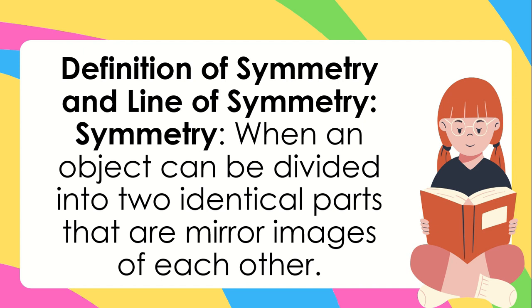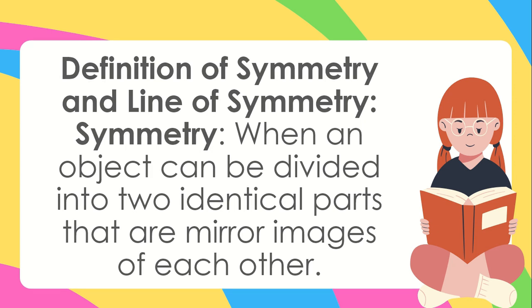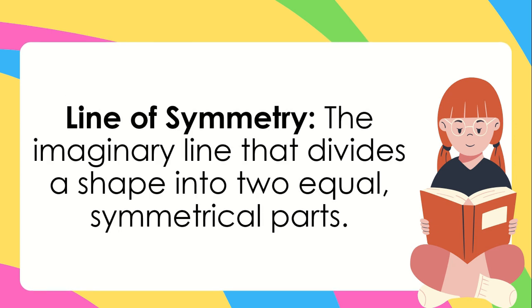Definition of symmetry and line of symmetry. Symmetry, when an object can be divided into two identical parts that are mirror images of each other. Line of symmetry, the imaginary line that divides a shape into two equal symmetrical parts.